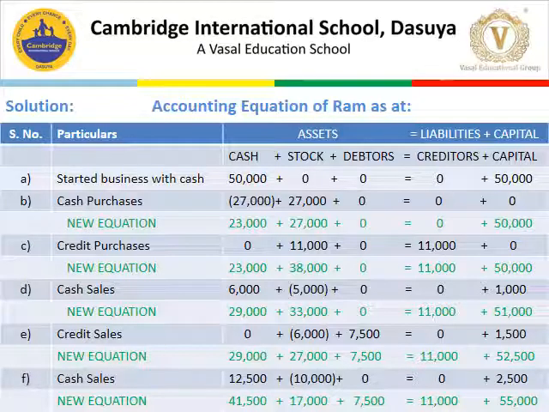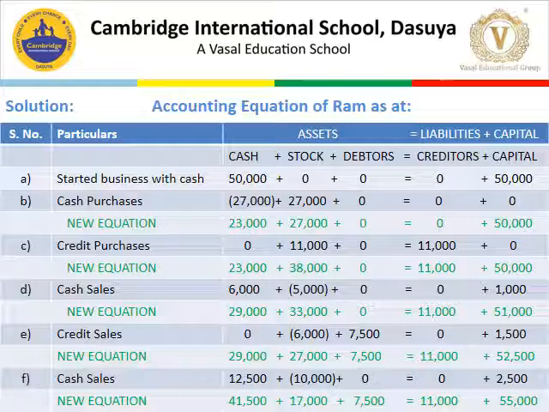The next is credit sales. We have calculated the amount of profit: 20% of 7,500 comes to 1,500. It means 1,500 is the profit, 6,000 remains the cost, and 7,500 is the amount of credit sale. Since it is a credit sale, no cash comes into the business, no flow of cash into the business.